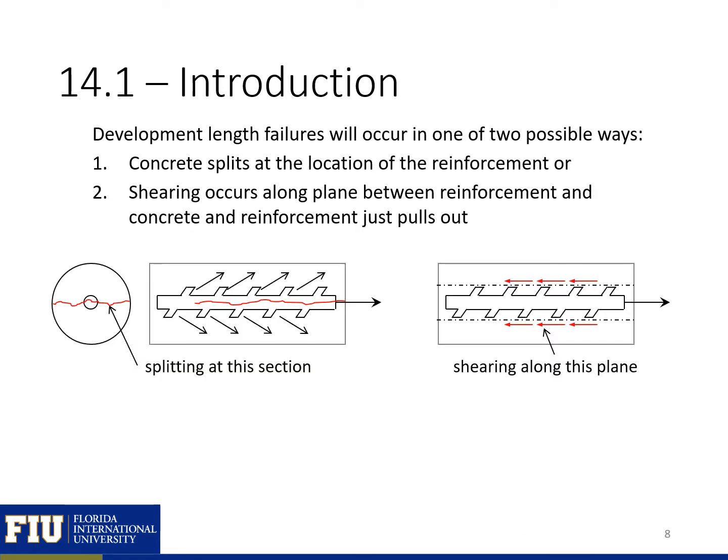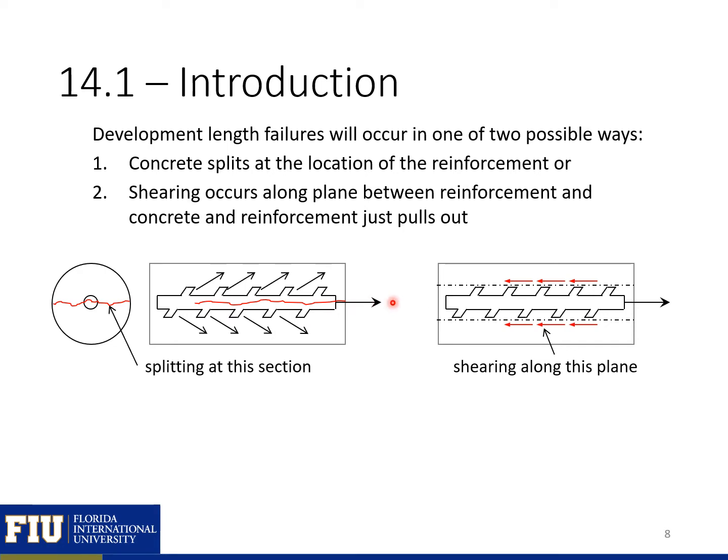Development failures can occur in one of two possible ways. Concrete can split at the location of the reinforcement, and when this splitting occurs, the two sides will split apart and the rebar can just pull out.